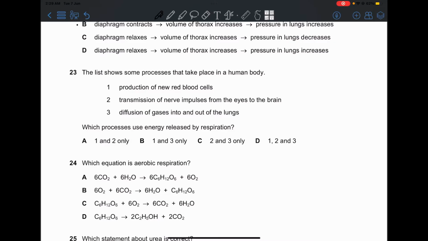23. The list shows some processes that take place in the human body. Which processes use energy released by respiration? Now we need a process that basically uses energy. Production of new red blood cells: yes, that is a process that of course requires energy. Now, 2, transmission of nerve impulses from eyes to the brain: yes, the transmission of nerve impulses is part of the processes that use energy. Diffusion of gases: this is incorrect because diffusion of gases is a passive process. So our answer for this question will be A.